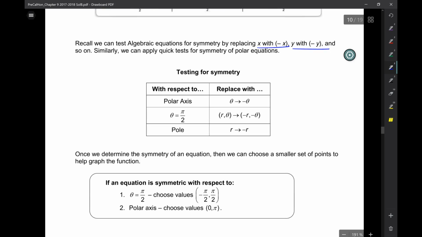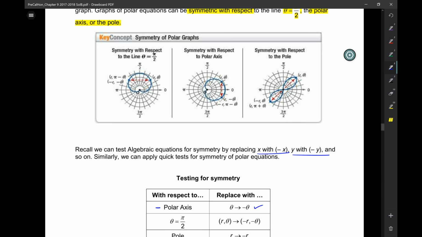If you want to test with respect to the polar axis, you switch theta with negative theta. Why? Because if something is symmetric with respect to the polar axis, whether you have theta equals pi over 6 or negative pi over 6, your r value is the same. Do you see that? So you replace something and then you see if they're the same.